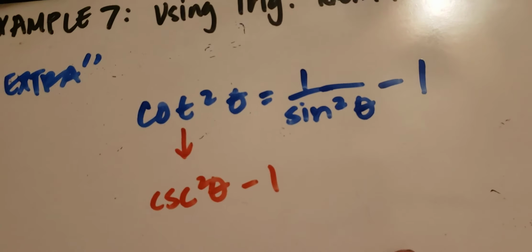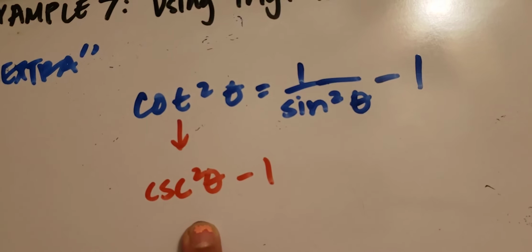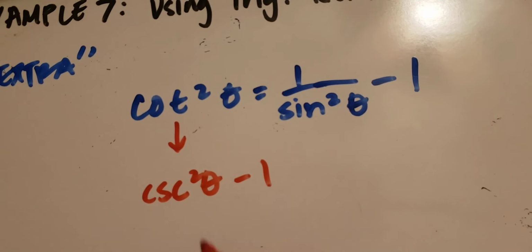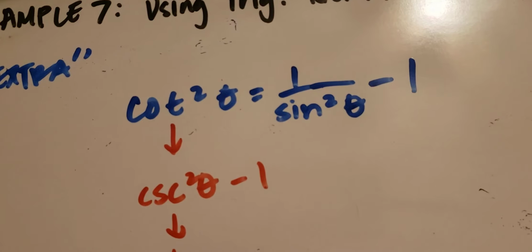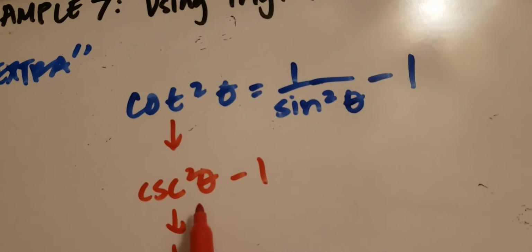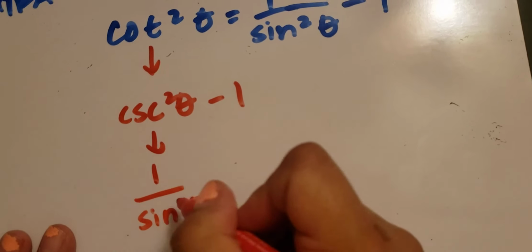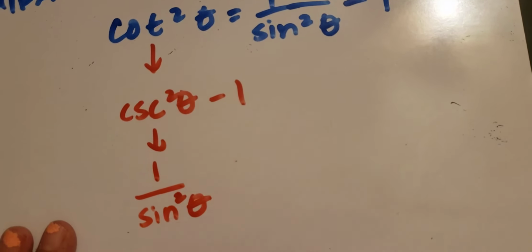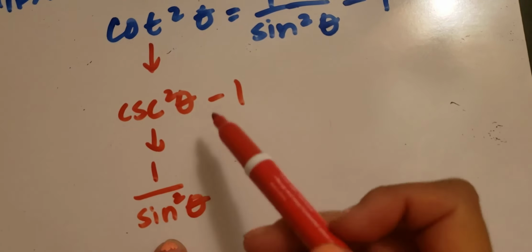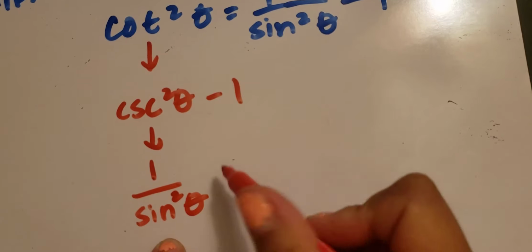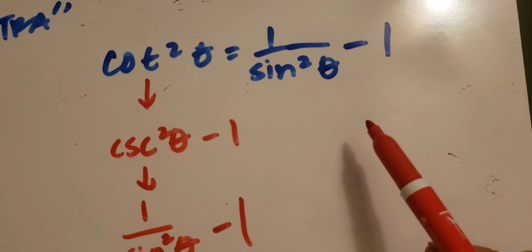Then I'm going to look at cosecant. If I look at cosecant, I can use the one where it's 1 over sine theta. But since we have cosecant squared, that means I can square this. If I square 1, it'll just be 1, and if I square this, it'll be 1 over sine squared theta. And then I could just subtract 1, and now the left-hand side matches the right-hand side.